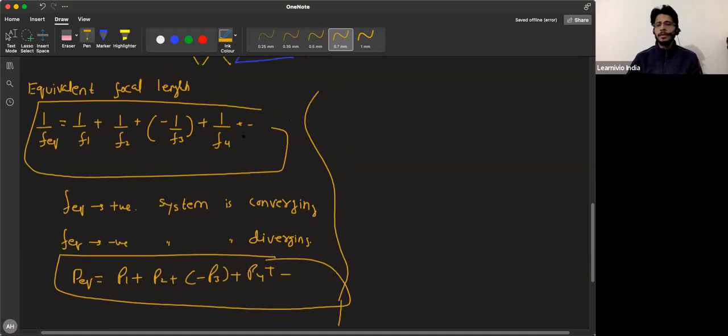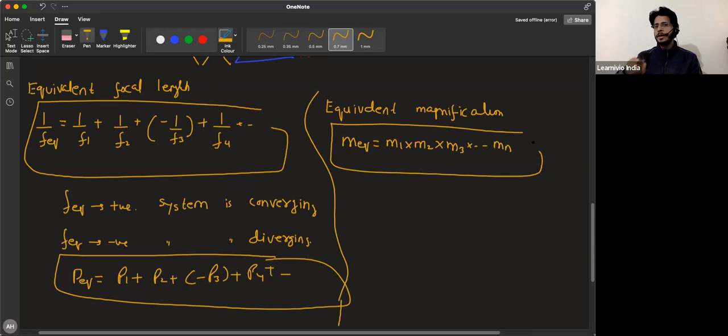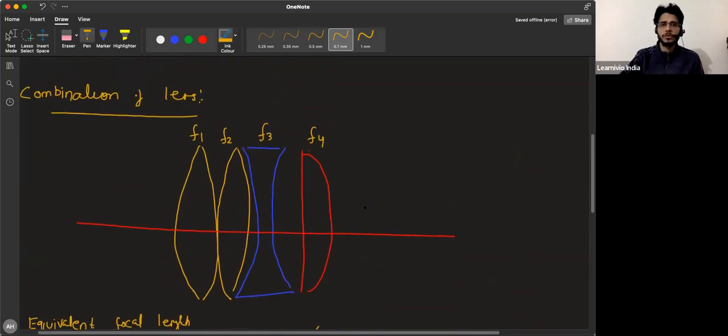And the last is the equivalent magnification. So equivalent magnification is simply the product of magnification of individual lenses, M1 into M2 into M3, just keep on multiplying. So focal length get added up, power get added up, but magnification get multiplied. So this is the combination of lens. Let's note it down. We'll do a few questions on it.